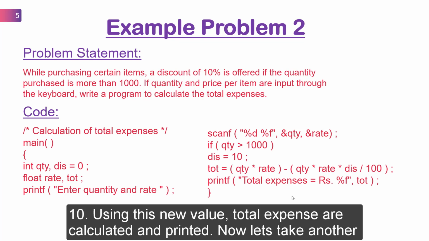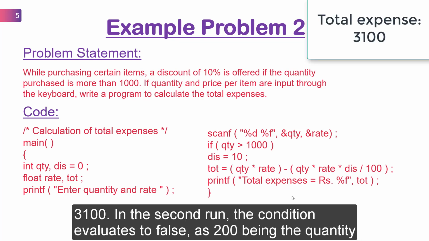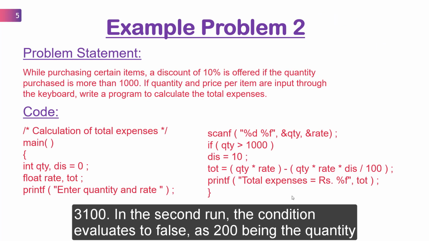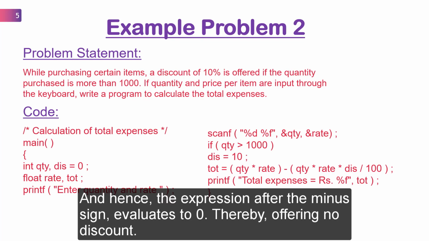Now let's take another value. Let the quantity be 200 and the rate be 15.5 itself. So the total expense will be 3100. In the second run, the condition evaluates to false as 200 being the quantity isn't greater than 1000. Thus, discount, which is earlier set to 0, remains 0 and hence the expression after the minus sign evaluates to 0, thereby offering no discount.